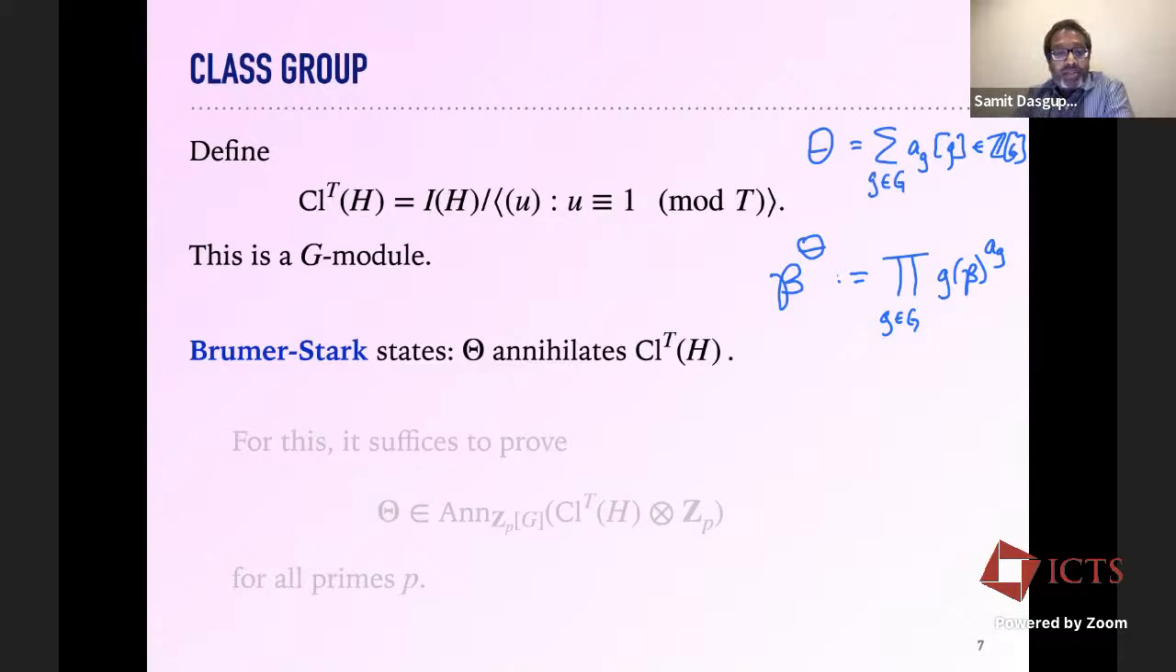And the Brumer-Stark conjecture says that it annihilates it within the class group. What that means is that, if it's annihilated inside here, this ideal should be principal, in what I'm quotienting out by. So it should be principal and generated by some u that's congruent to 1 mod T. And that u is the Brumer-Stark unit.